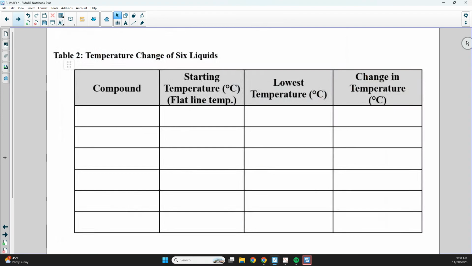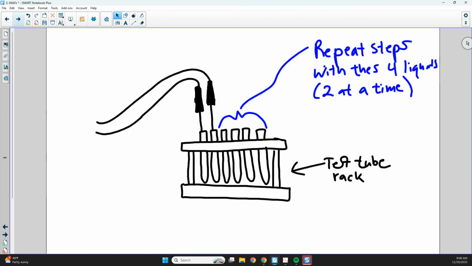Finally, step 9, we're going to throw away the evaporation paper, replace it with a fresh piece, and repeat the above steps for the other 4 liquids. So this here shows what I'm talking about. We already did these 2 at the beginning, but we're going to repeat it for these 4 liquids. Okay, we're going to always do it 2 at a time to expedite it. So really you're running 3 trials each time we do 2 test tubes.